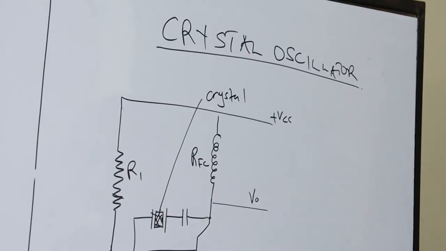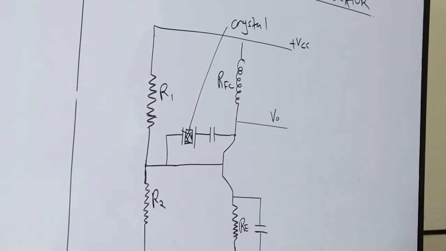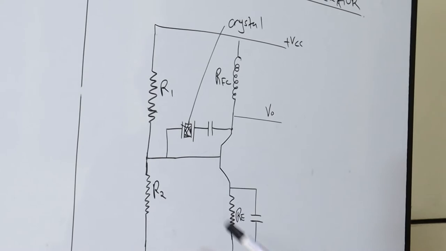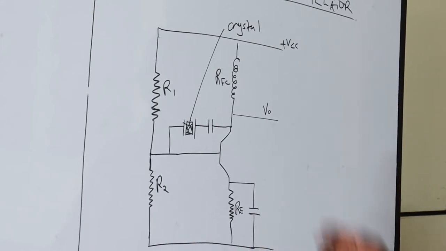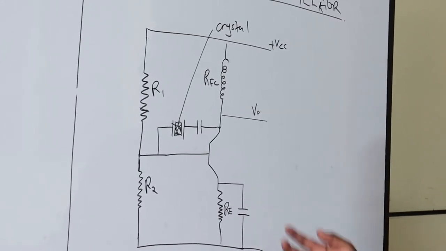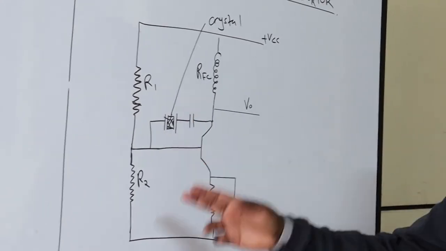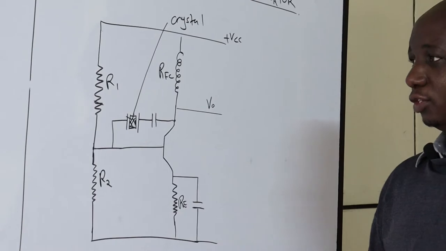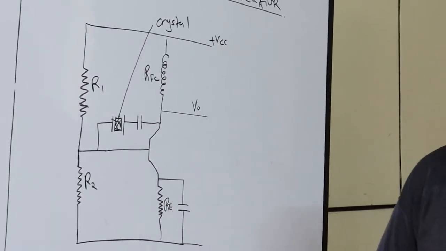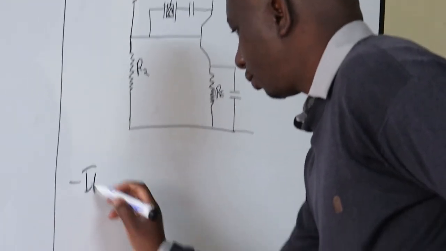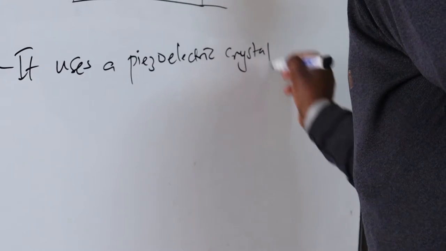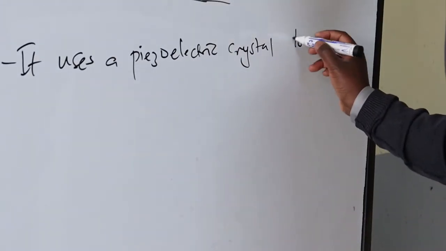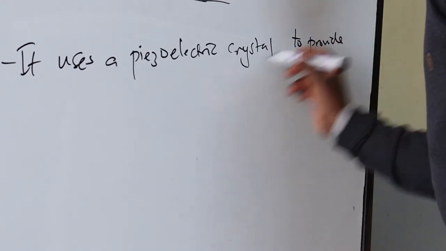Now this crystal provides the resonance circuit, and that's why it's drawn connected in series, as a series feedback to the circuit. The RF frequency coil provides the decoupling of the DC components so that it's not coupled to the output. So R1, R2, and R3 resistors provide the potential bias. So it uses a piezoelectric crystal. This is a piezoelectric crystal to provide the resonance.